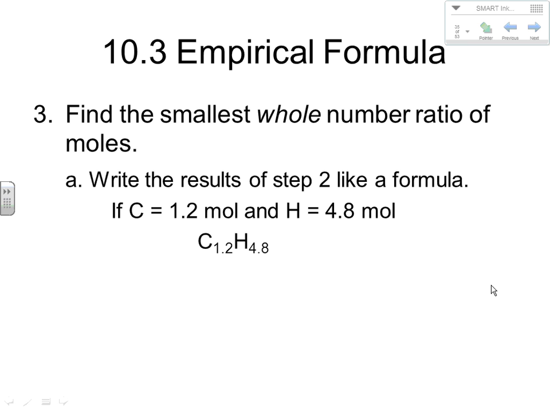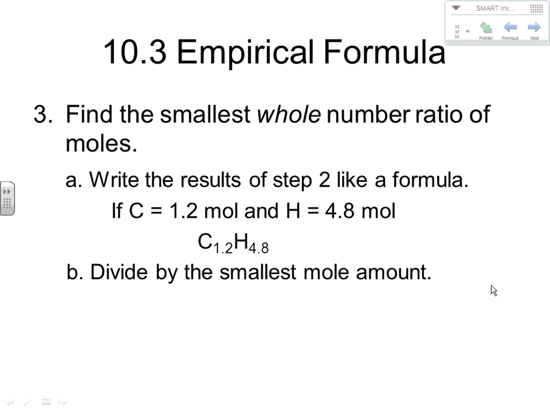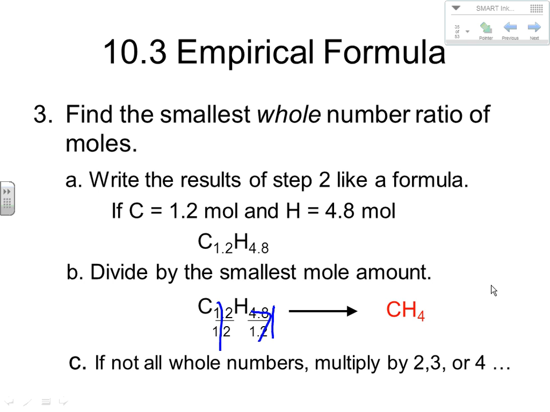Now, we need to keep that ratio of 1.2 to 4.8 because we can't change that, but we need to get it to whole numbers. The fastest way to do that is divide by the smallest. So in this case, 1.2 is smaller than 4.8, so we're going to divide them both by 1.2. That's going to always make this one 1, and then this one is going to be some number greater than 1. So it's going to get rid of our goofy less than 1 fractions if we divide by the smallest. And 9 times out of 10, at this point, you're done. Like in this case, there's 1 carbon for every 4 hydrogens. It's a 1 to 4 mole ratio.